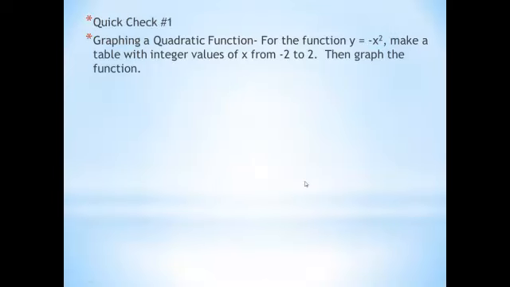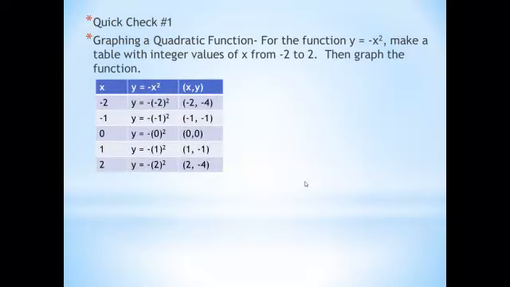Let's do quick check number 1. Graphing a quadratic function. For the function y equals negative x squared, make a table with integer values for x from negative 2 to 2. Then graph the function. Let's complete the table. For x, we have negative 2, negative 1, 0, 1, and 2.